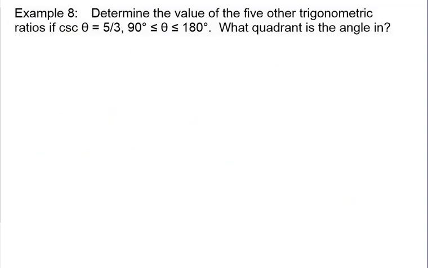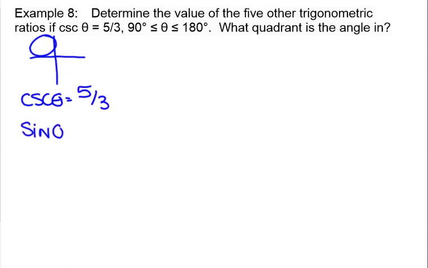Determine the value of the 5 other trigonometric ratios if cosecant theta is equal to 5/3, between 90 and 180 degrees. So between 90 and 180 degrees is just telling us that we are in quadrant 2. So we are dealing with values in quadrant 2. Well, cosecant is equal to 5/3. That means our sine is equal to 3/5. Well, there's one of our other 5 trigonometric ratios.